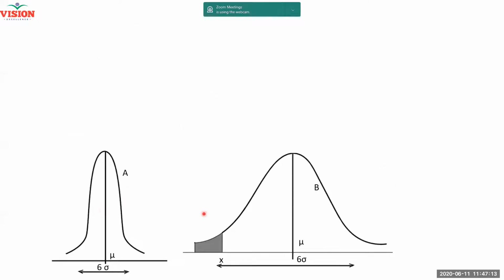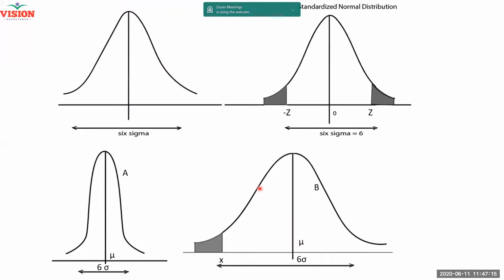Now, this is the process. I'm converting this process into this. This is called the standardized normal distribution. Why? Because I'm converting my process value into a Z value, and then I can use this curve. This curve has got a table of values we can use.